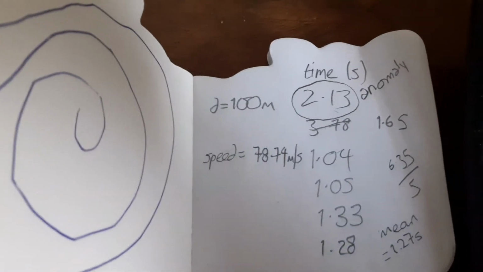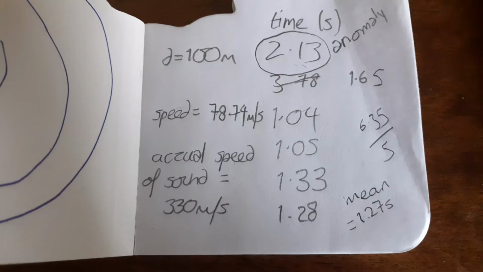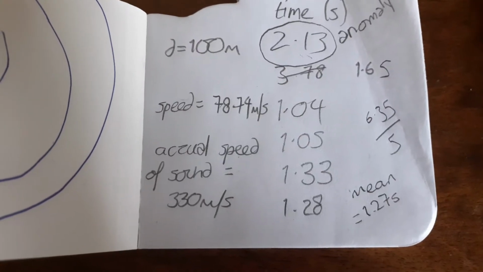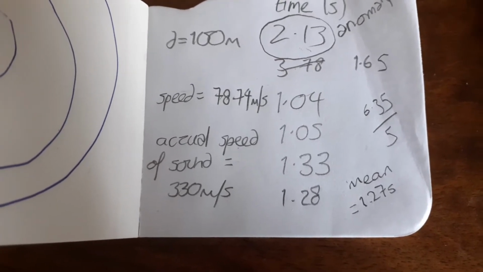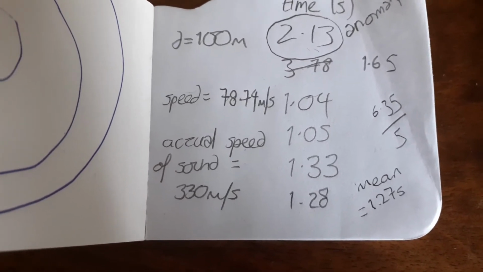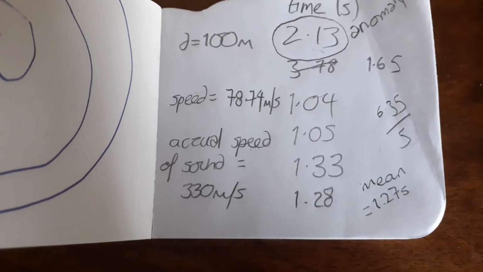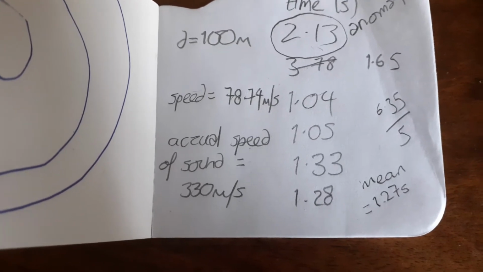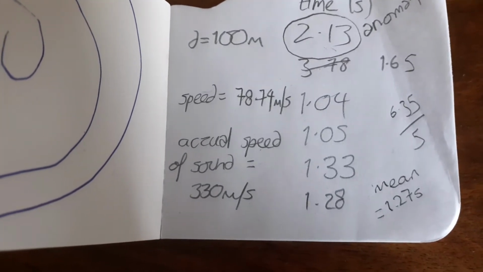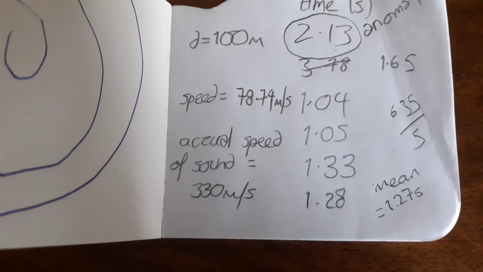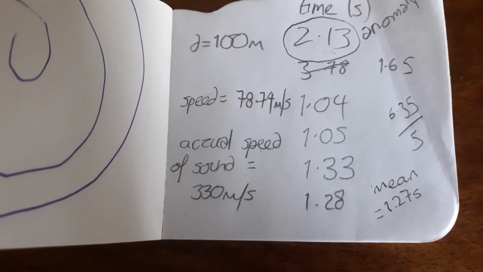That is not the speed of sound. 78.74 is not the speed of sound. The actual speed of sound is about 330 meters per second in air. This would mean my timings should have been about 0.3, 0.31 maybe, but 0.3 seconds long. That's not really viable, is it? I'm not going to get that sort of result.